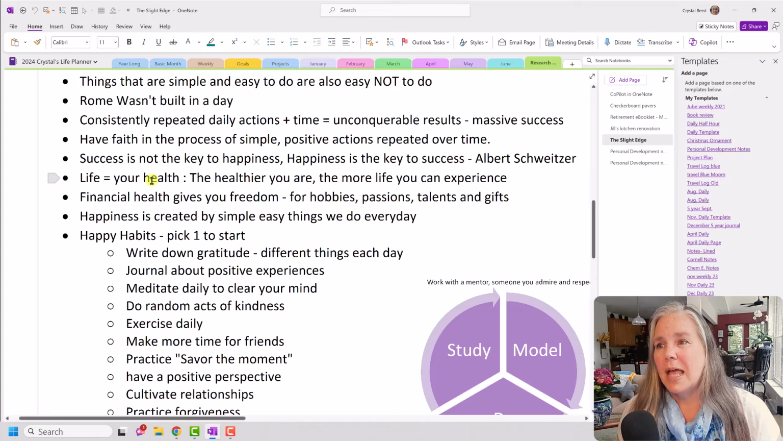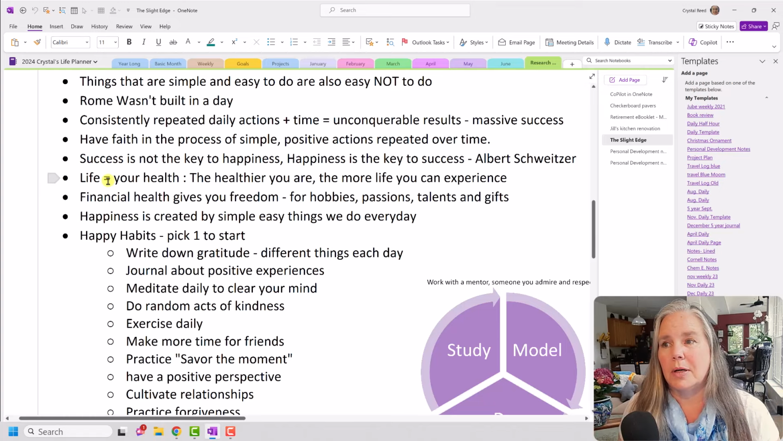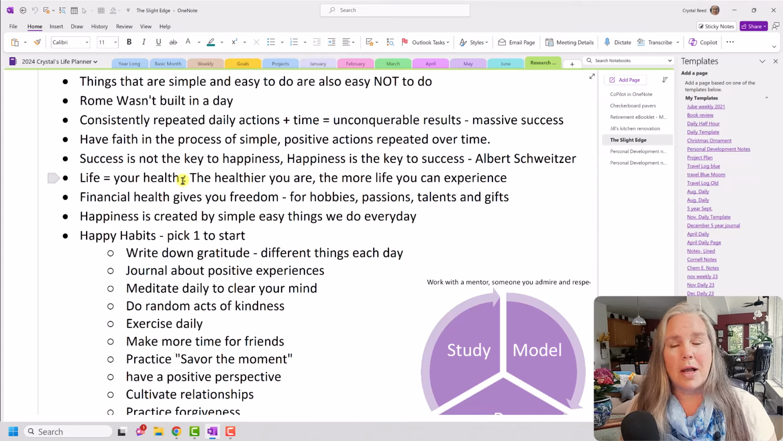Let's see. This one was interesting too. Again, I'm just writing down sentences that pop out at me as I'm reading the book. Your life equals your health. The healthier you are, the more life you can experience. Well, we all know that when we get plenty of sleep and we are healthy and feel good and we wake up energized, we get a lot more accomplished. We get a lot more done. We go and experience a lot more things.